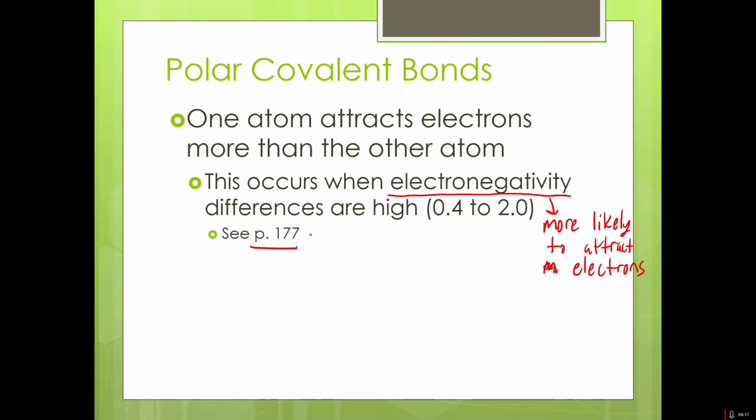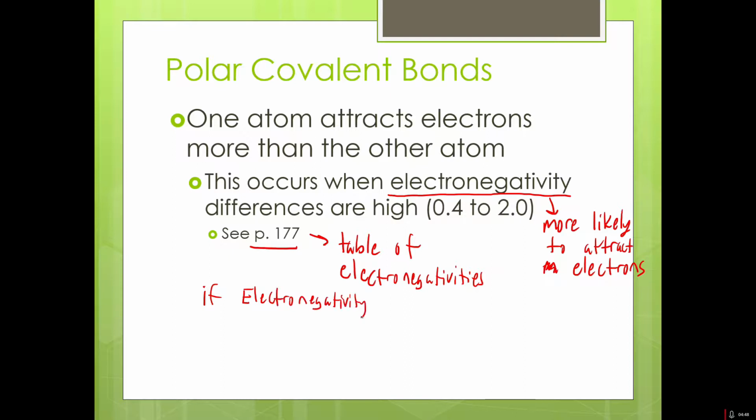Textbook page 177 shows a table of electronegativities for, I think, the first 20-ish elements. It will help you determine whether something is going to be a non-polar covalent bond or a polar covalent bond. If the electronegativity difference is really high, like over 2, then the bond is ionic, because it basically means that one atom has completely stripped the electrons from the other atom. It's no longer sharing; one has physically taken it from the other atom. Okay? So that's how you can tell whether something is polar covalent.